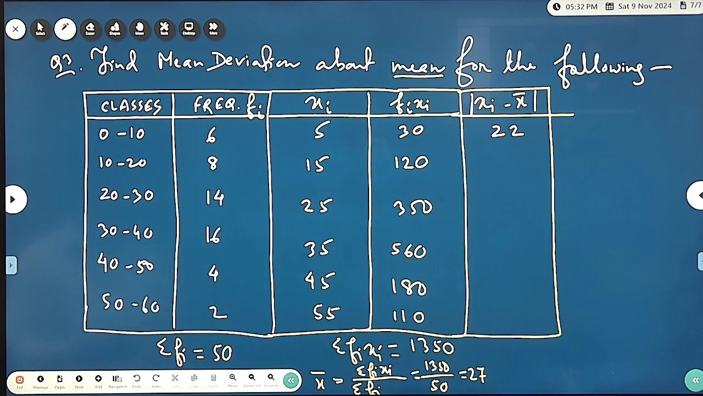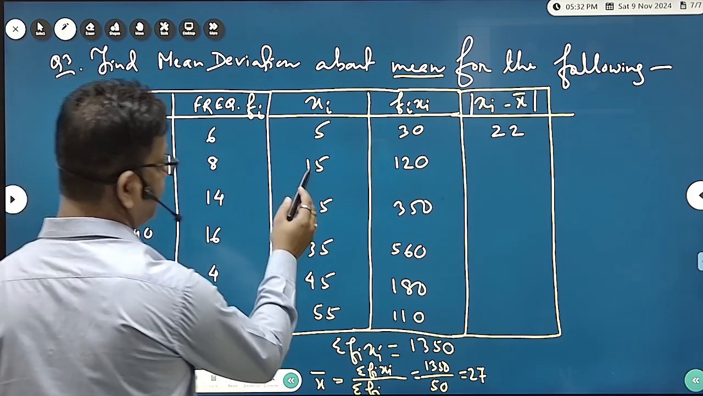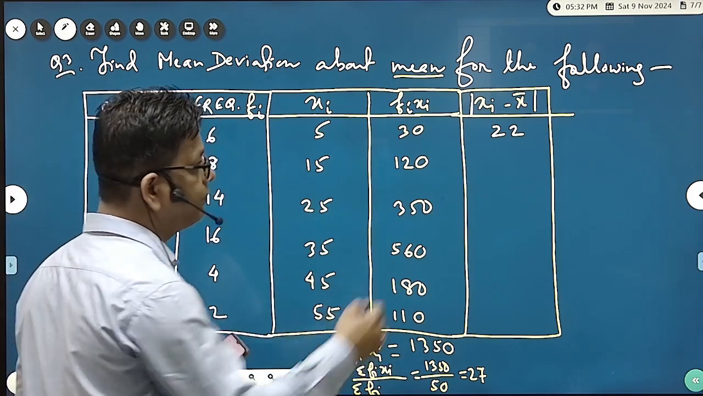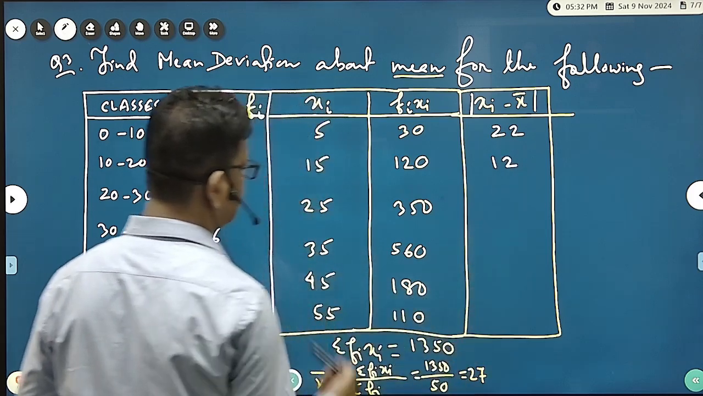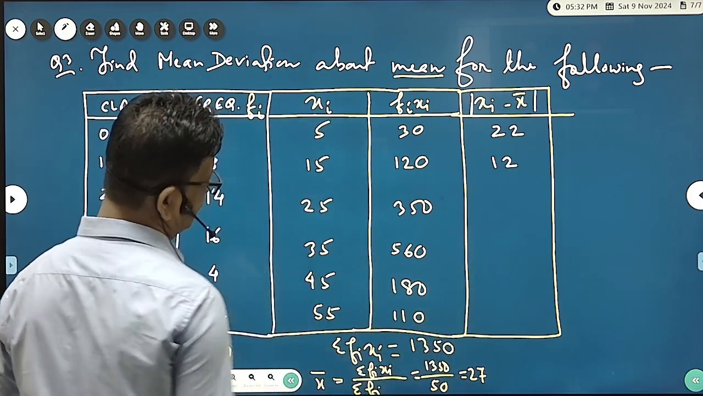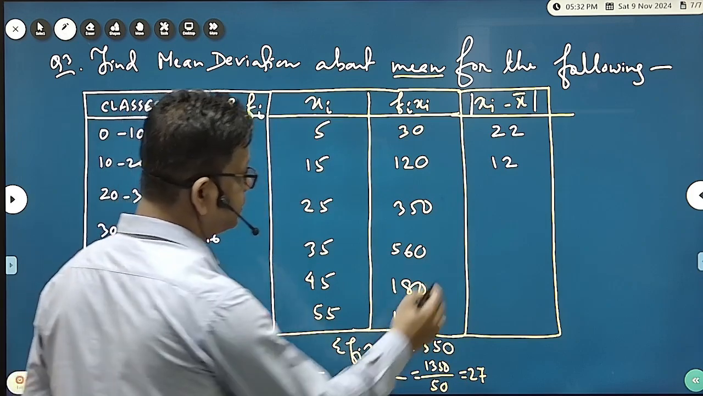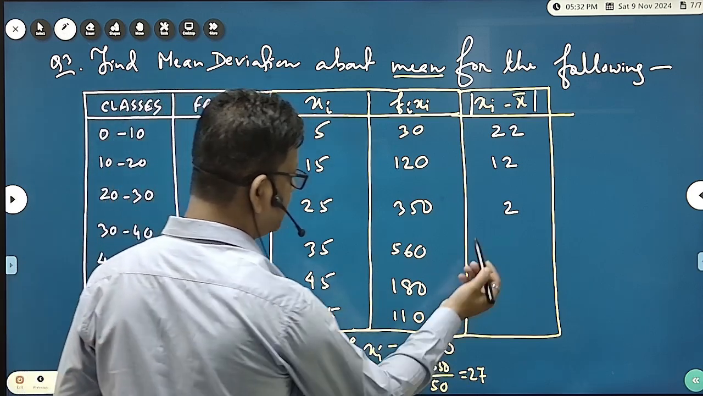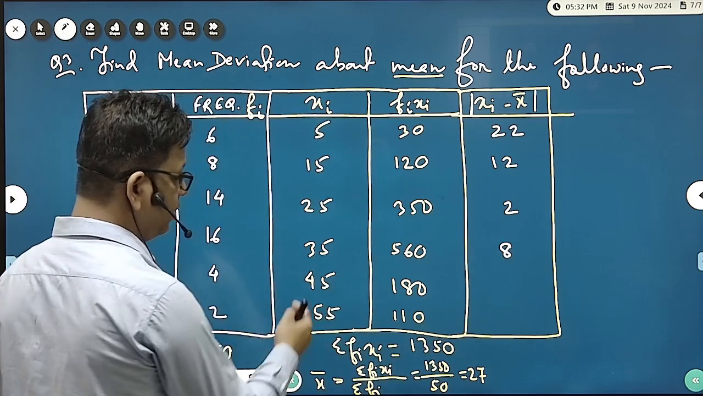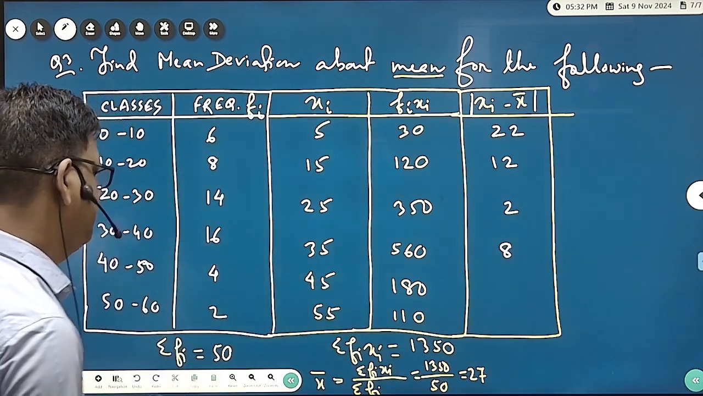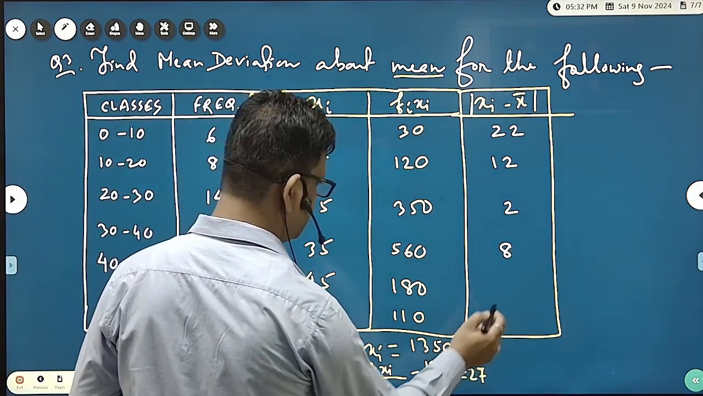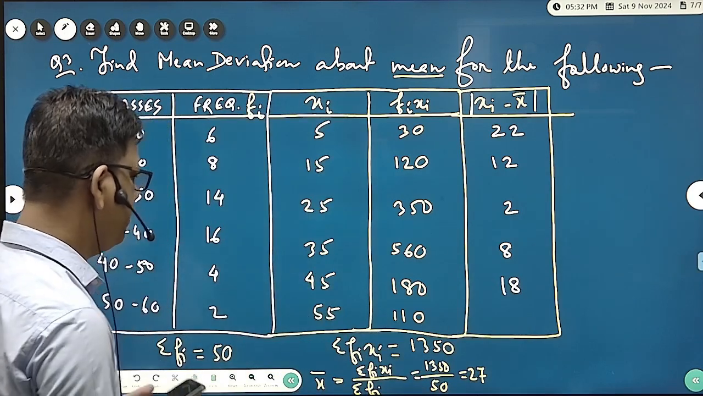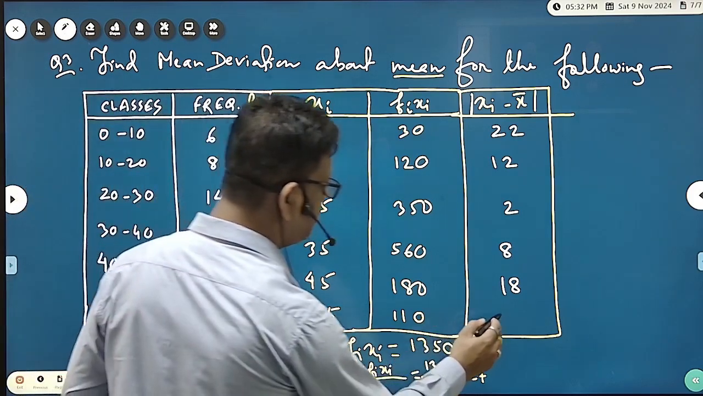So next, go to xi 15. 15 minus x bar. 15 minus 27 will be minus 12. Minus 12 under modulus, what? Plus 12. 25 minus 27 will be minus 2. Minus 2 under modulus, plus 2. 35 minus 27 will be 8, and plus 8, so under modulus it will be plus 8 only. 45 minus 27 will be 18, so under modulus plus 18. 55 minus 27 will be 28. So it will remain positive.